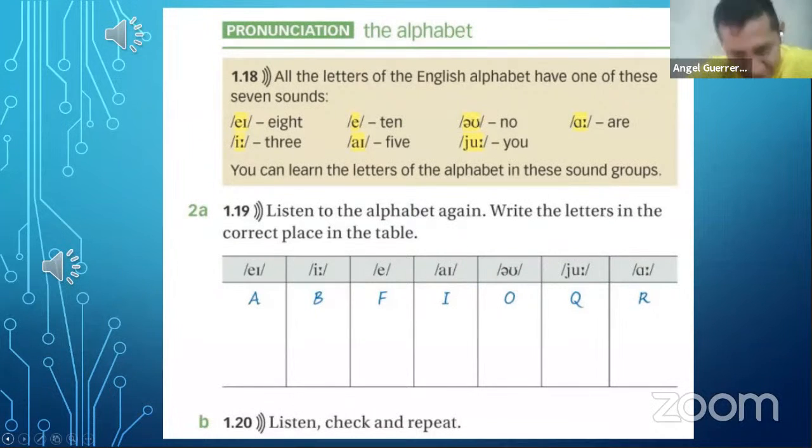Okay, so guys, please relax. The objective of this activity is to try to recognize the 7 different sounds, okay? Esto es muy importante, los 7 sonidos diferentes que nosotros encontramos en el alfabeto en inglés, okay? So, let's continue to the next activity, guys.